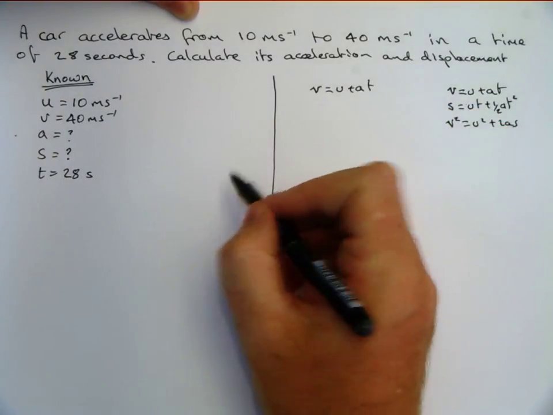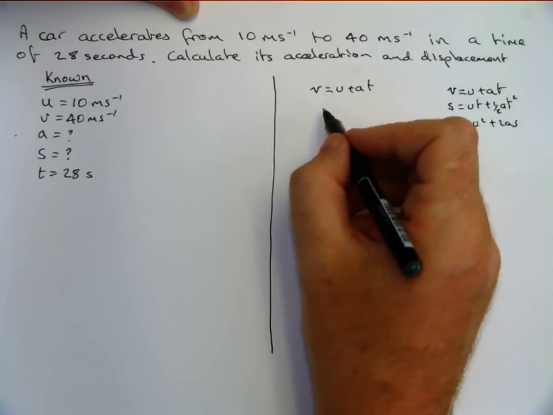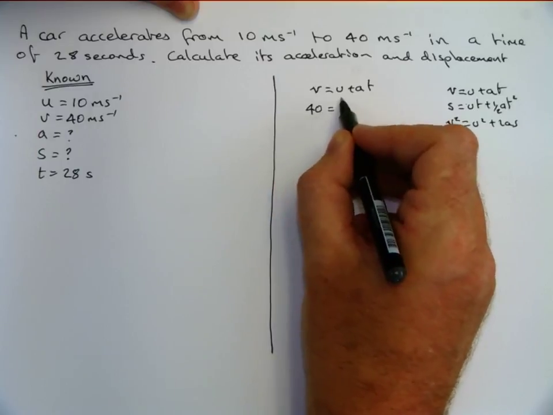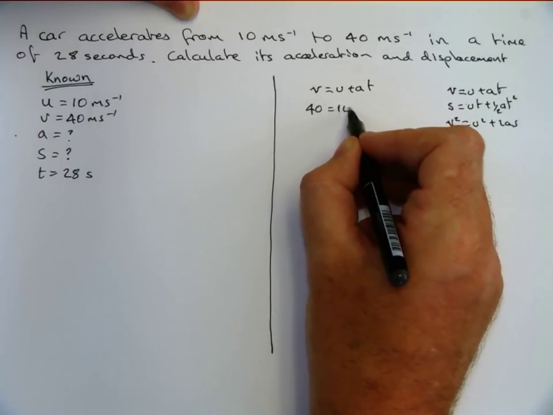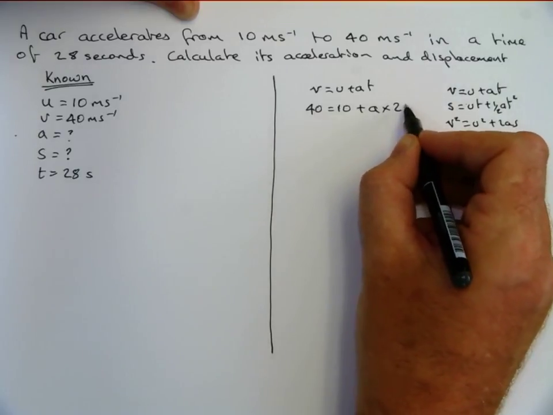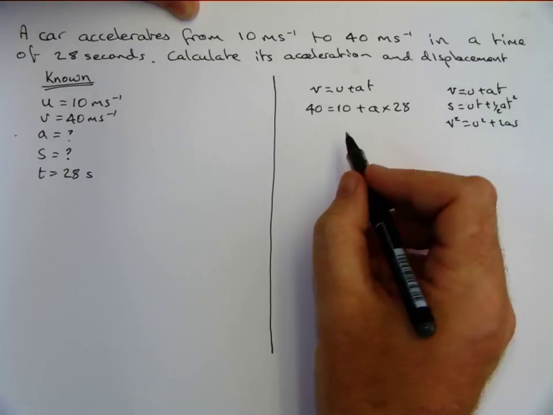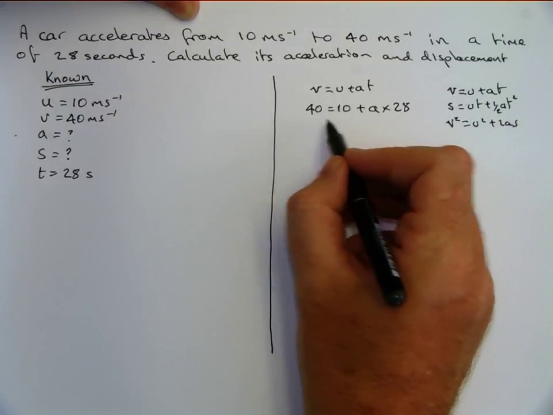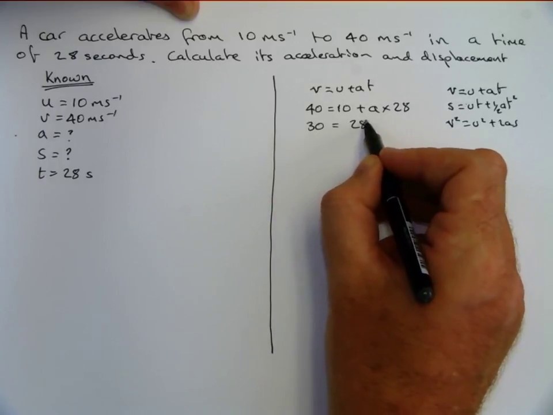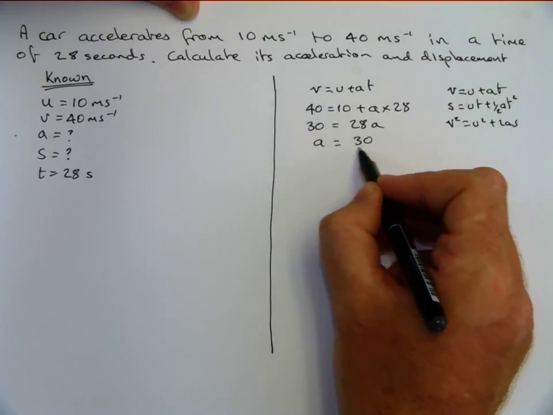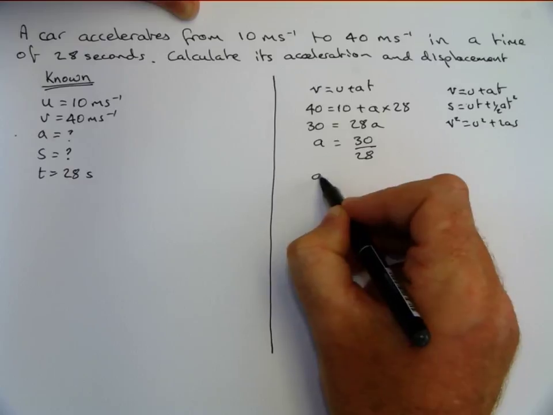Now we can rearrange it now or we can rearrange it later, doesn't really matter. I'm just going to put the numbers in. So V is 40, the initial speed was 10, the acceleration we don't know, and the time is 28. So to solve this we need to get rid of 10, so that's going to subtract from both sides, so that becomes 40 take away 10, that's 30 equals 28A. So A equals 30 divided by 28.